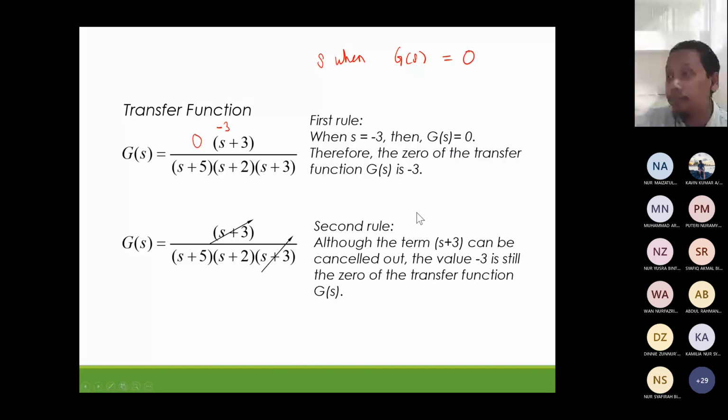Okay, so now we have the two definitions. To find poles, it's the value of s when G(s) equals infinity, and zeros is the value of s when G(s) equals 0. So remember this until the end of this semester, until the exam is over. Don't forget it.